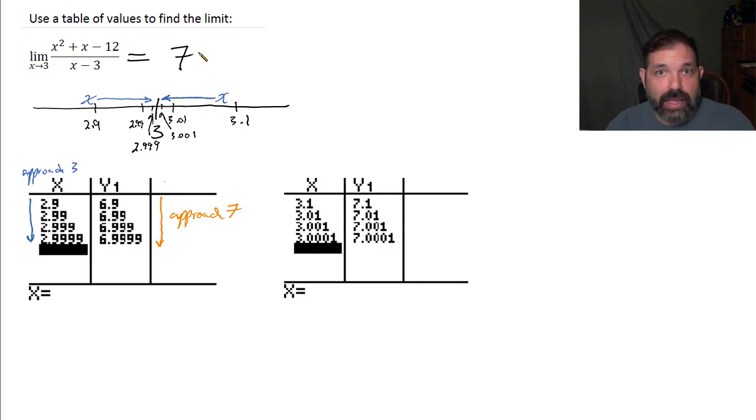So that's the idea that we can use to estimate the limit of a function numerically. We let our x values get closer and closer, and we use a calculator to calculate the various outputs. And if those outputs appear to be getting closer and closer to the same value, we can use that as an estimate of the limit.